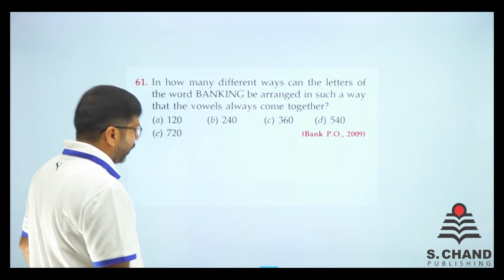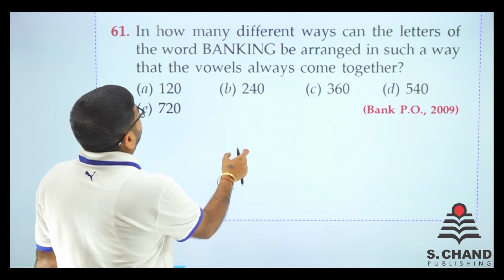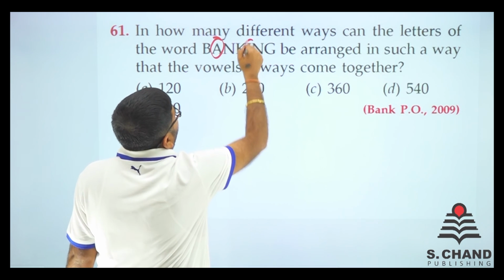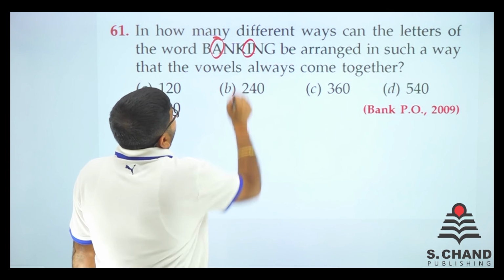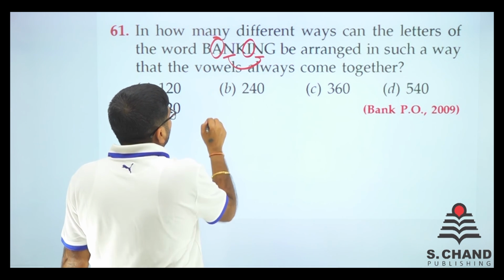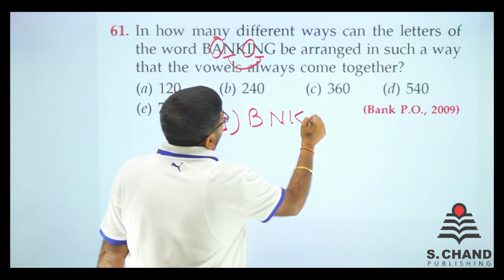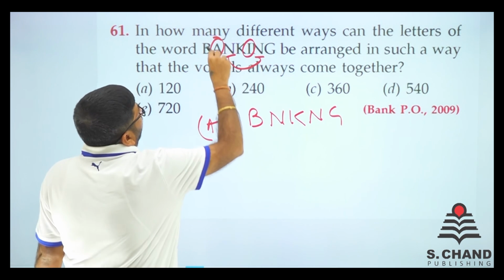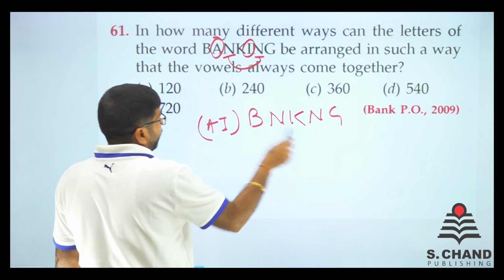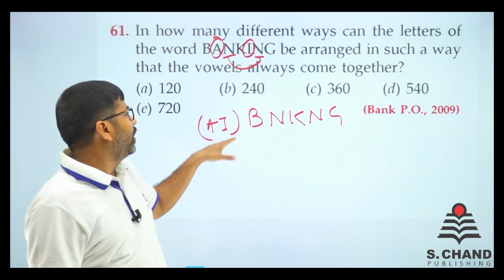In how many different ways can the letters of BANKING be arranged in such a way that vowels always come together? So how many vowels are there? A and I, only 2 vowels, and they are together, and we have 2 N's also. So do one thing, 2 vowels together, and then we have B, N, K, N and G. That will be clubbed together as a single unit and counted with the other 5.